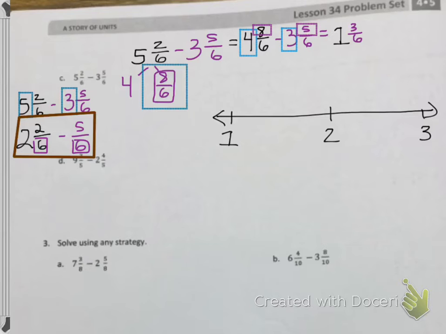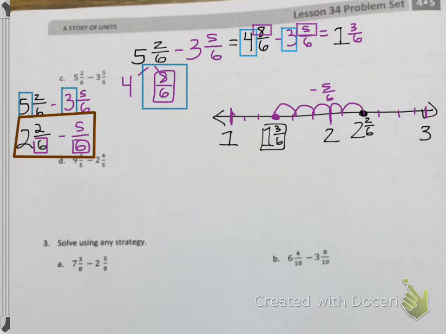So I'm going to cut this into 6ths. 1, 2, 3, 4, 5, and 6/6 and 6/6 and 6/6. Where is 2 and 2/6 located? Well, right here, right? We got 2 whole and 2/6. We are then going to subtract 5/6. So 1, 2, 3, 4, and 5. We subtracted 5/6. Our answer is 1 whole and 3/6.